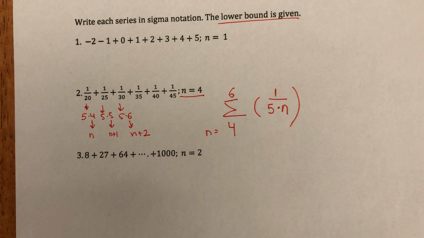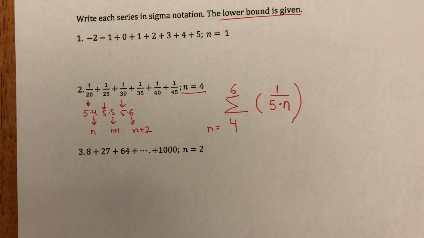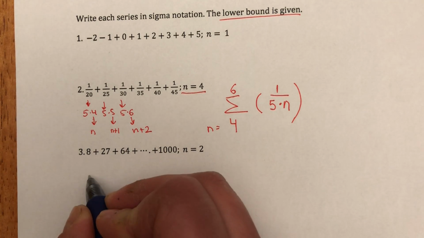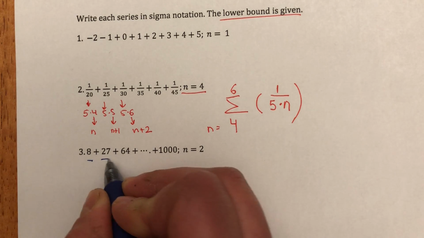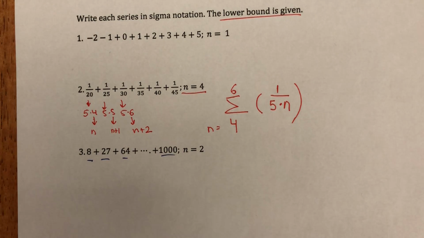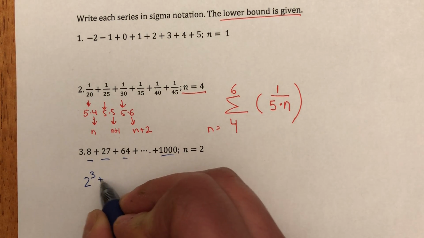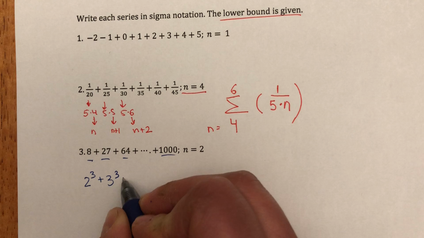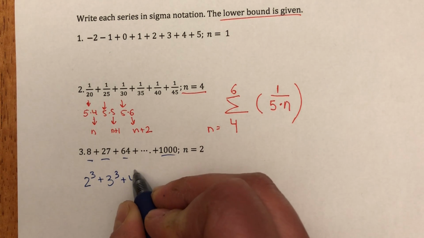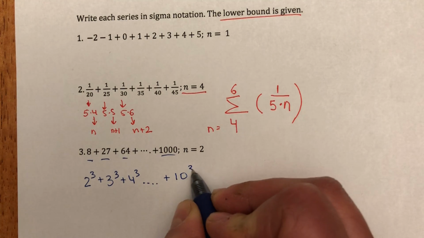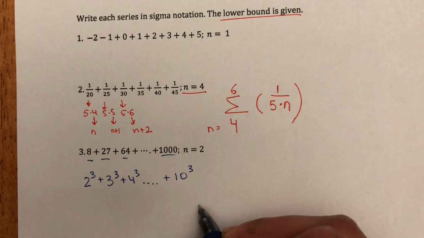Then the next one, the only thing is I am going to give you one hint, and my hint is, take a look, how can we write each one of those numbers in a similar way? So this is 2 to the power of 3. This is 3 to the power of 3. This is 4 to the power of 3, and so on. And this is 10 to the power of 3. So let's see.